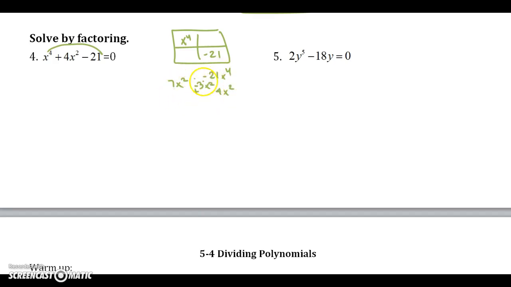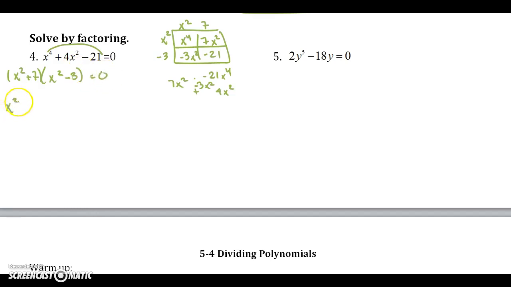These are both squareds. And then when I multiply them, I get that. So that makes me feel good about my box. 7x squared and negative 3x squared. Good. Now factor using your factor box. These both have an x squared in common. These both have a 7. These both have an x squared. These both have a negative 3. So I could write that as x squared plus 7, x squared minus 3 equals 0.